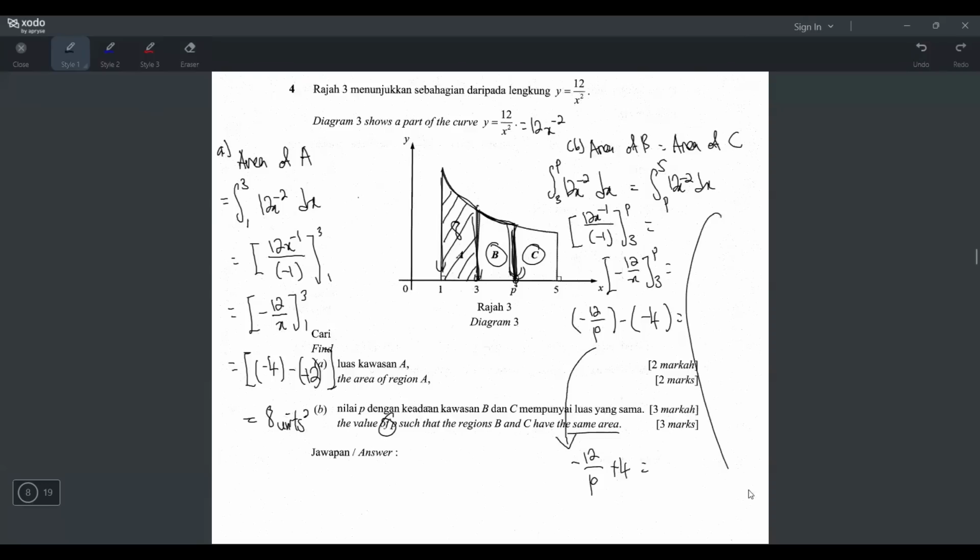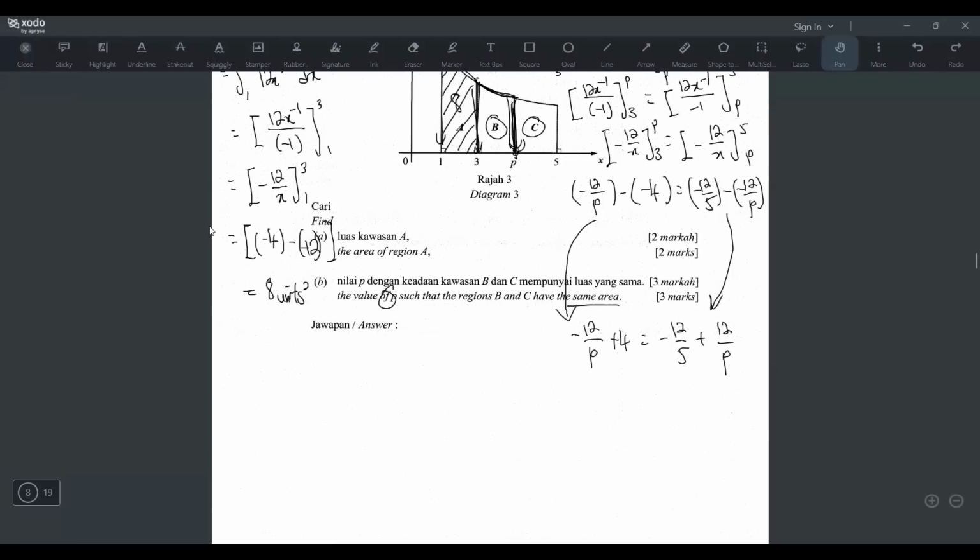Okay, so later this one continue here. Okay, so now I will do on the other side. So the other side, I have to find area of C. So I'll do very fast because it's the same thing, right? So 12x power negative 1 over negative 1, and then 5 to p, and then this one becomes negative 12 over x, and then 5 to p. Okay, now it starts getting different already because you start to sub 5 and then sub p and then minus, right? Okay, sub 5 is negative 12 over 5, sub p is negative 12 over p, and then I continue here. Negative 12 over 5 I just write. And then the minus minus become plus 12 over P, right?